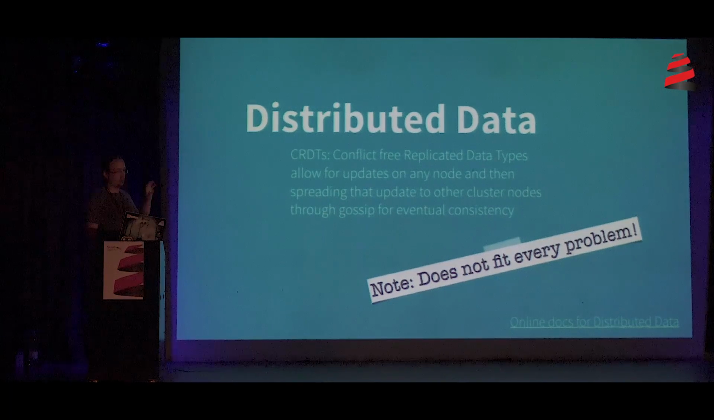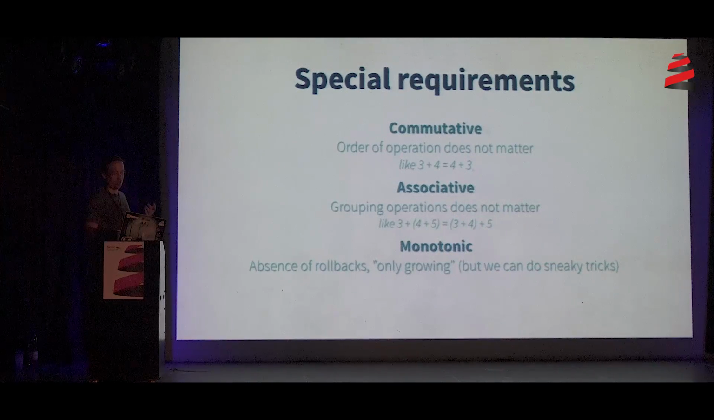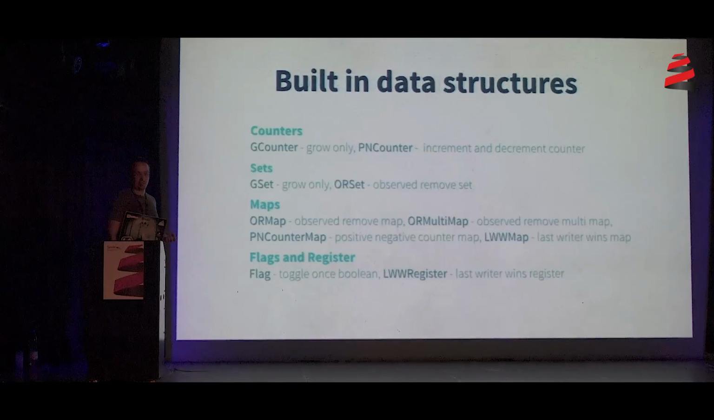It only works for a limited set of data structures, and they need to have some special kind of properties. So they need to be commutative, associative, and monotonic. But with the monotonicity, we can do some sneaky tricks to work around that. So I'm going to tell you about one of these. These are the built-in structures. You can build your own data structures if you really like CRDTs and have read up on it.